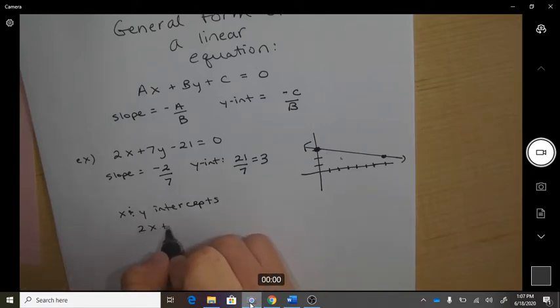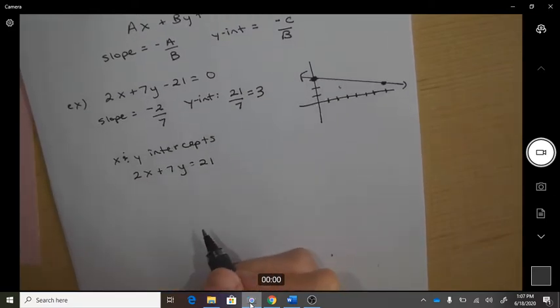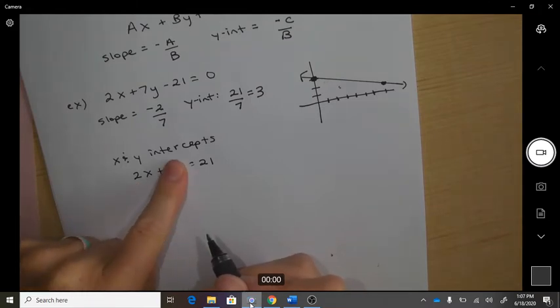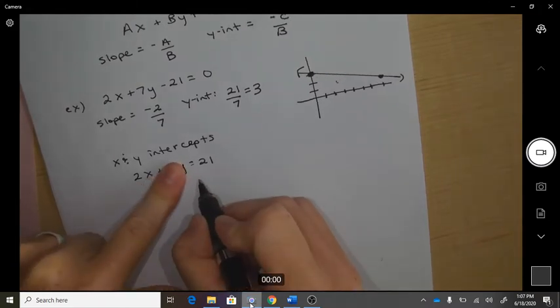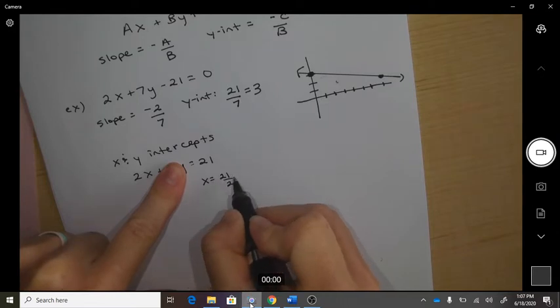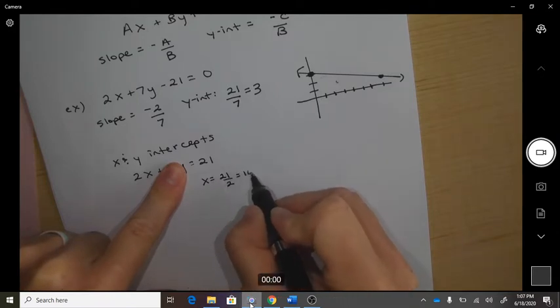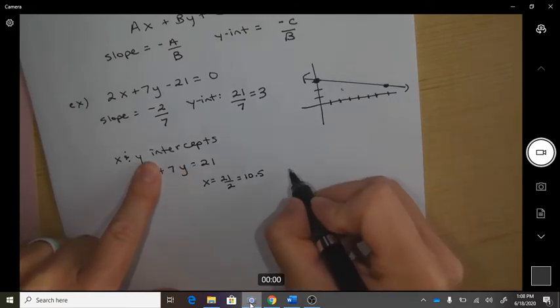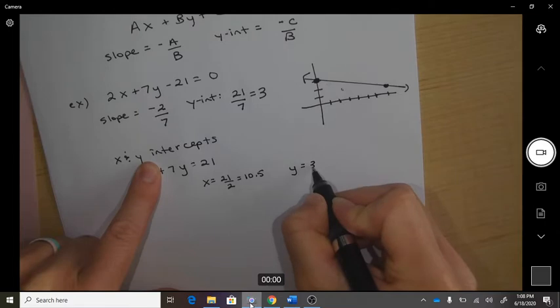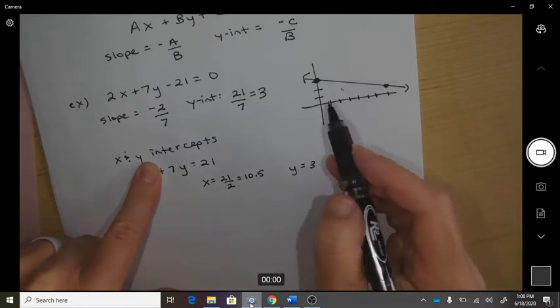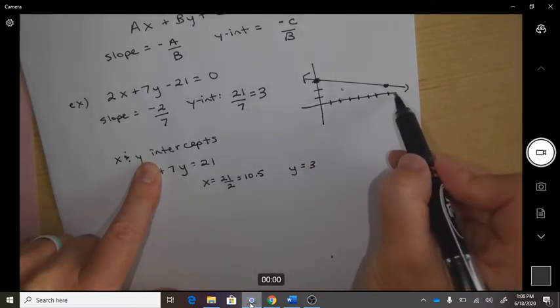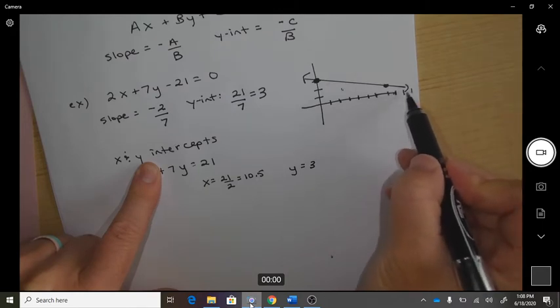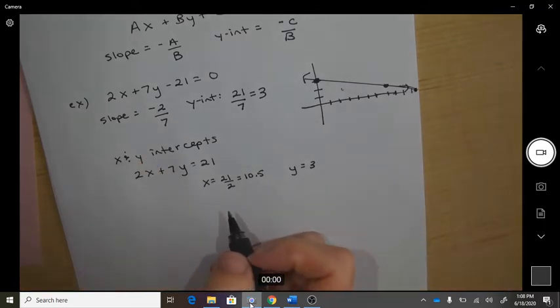So if I just rewrite this with moving the 21 over, okay, if I cover the y term, my x-intercept is 21 over 2, which is 10.5. And if I cover the x, then my y-intercept is 3. So you can see that is true, and 7, 8, 9, 10. If this kept going, then it would intercept at 10.5.